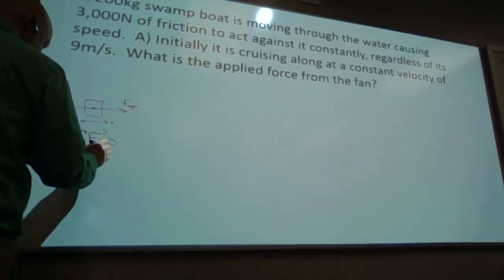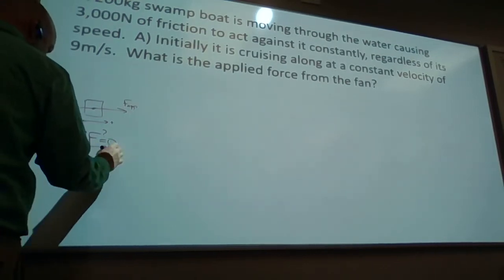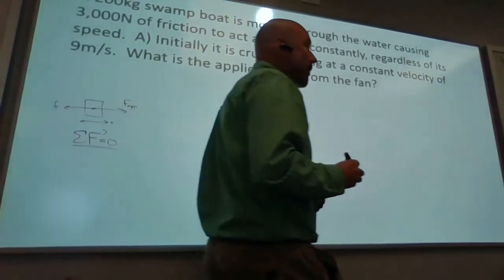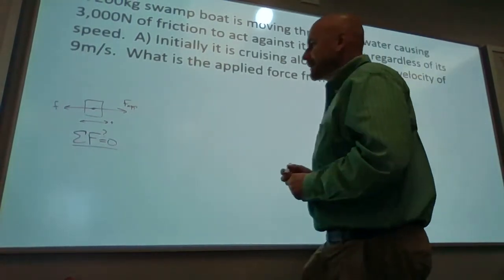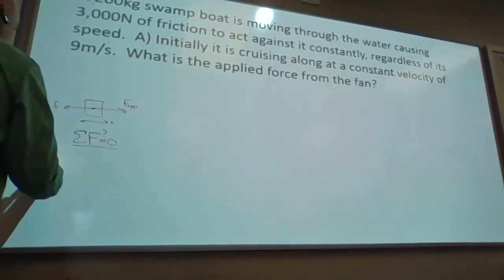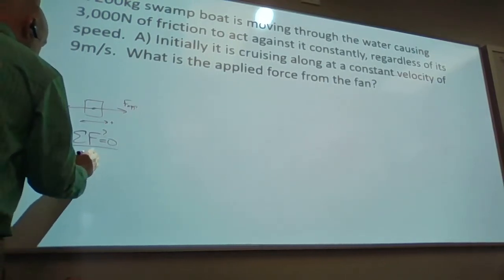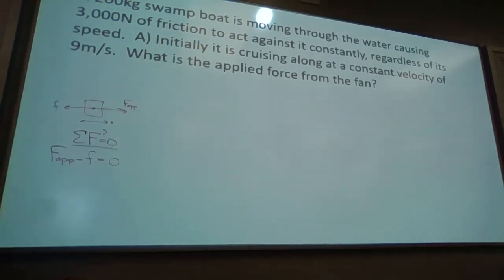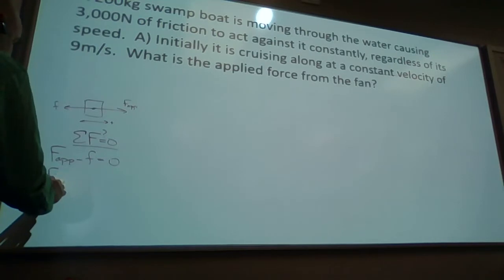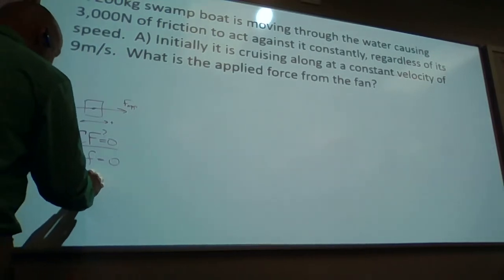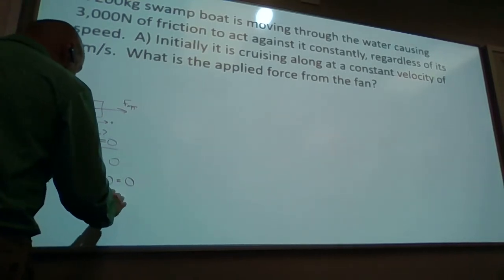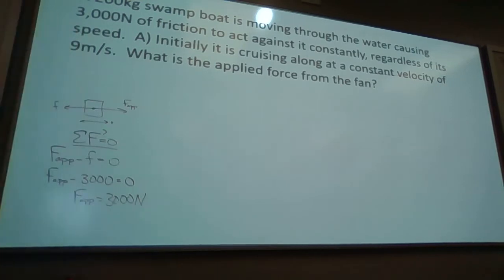And then sum of the forces. Tell your neighbor, are they equal to 0 or not? Tell them why you know. Okay. Constant velocity. Sum of the forces is equal to 0. So you have applied force minus friction is equal to 0. That's your setup. Applied force minus 3,000 is equal to 0. So applied force is equal to 3,000 newtons.